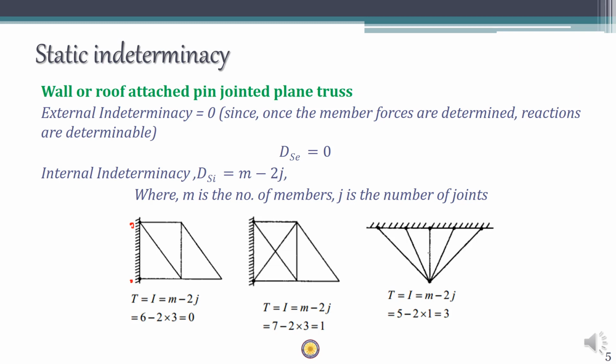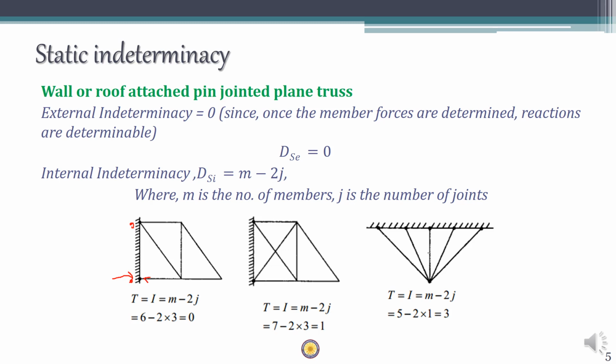Okay, so what is special about this? This is that the external indeterminacy is 0, because once you know all the member forces, you can directly find out the reaction at the wall support as the opposite of the resultant of the member forces at the support. Okay, so if the member force in this one was like this, the reaction at this point would have been opposing that.